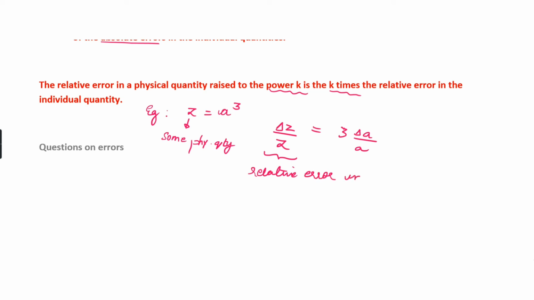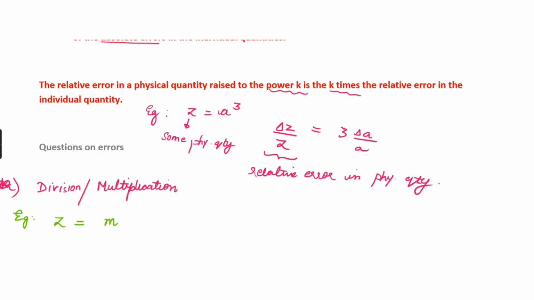Are you understanding? Okay. So let's move on to the next thing, which is division or multiplication. For understanding this, I'll give you a question. Say z is equal to m cube n square into ab by q power 5 by c. Now we have to find the relative error in z. Now what should you do?